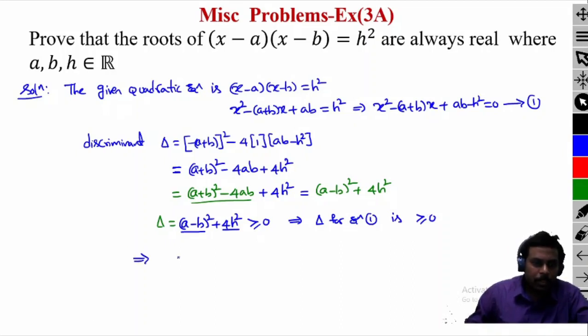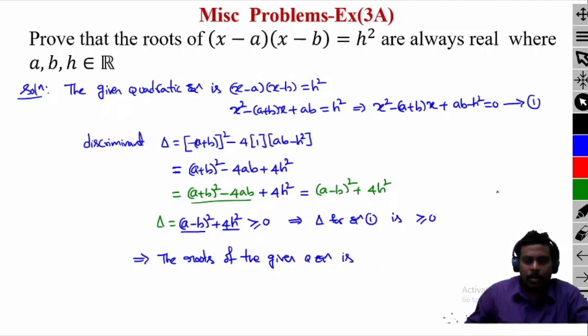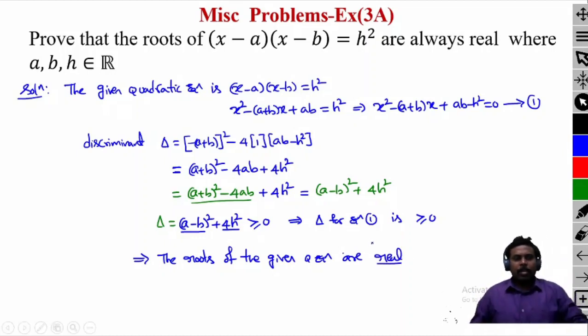This implies the roots of the given quadratic equation are real. Hence we have proved the given result.